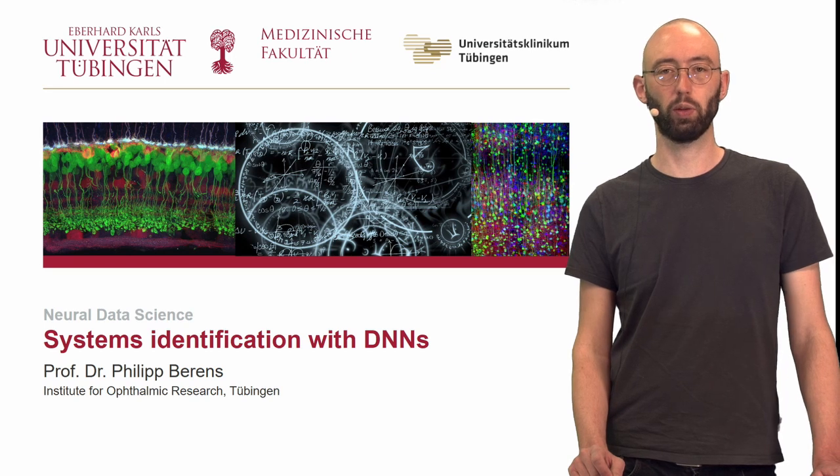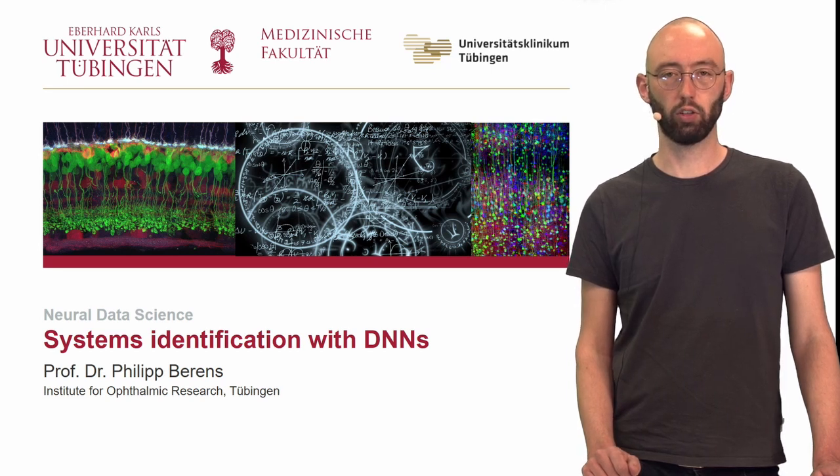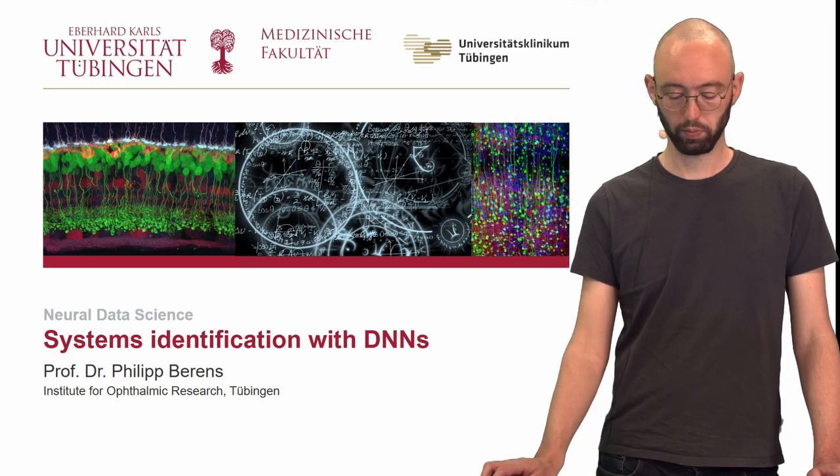Welcome to the next lecture in our lecture series Neural Data Science. Last week we talked about receptive field models and how to estimate the filters of receptive fields from data in an efficient way. Today we talk about more complex systems identification tasks in more complex models, for example, using deep neural networks.